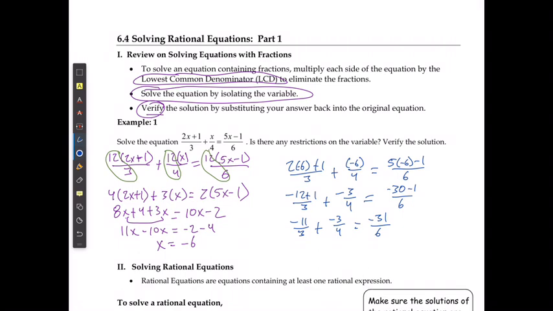Well, I'm going to need to put the over 3 and over 2 over a common denominator. The common denominator in this case is going to be 6. So I'm going to have to multiply the first set by 2, negative 22 over 6, plus multiply the second set by 3, negative 9 over 6, is equal to negative 31 over 6, which is in fact true.